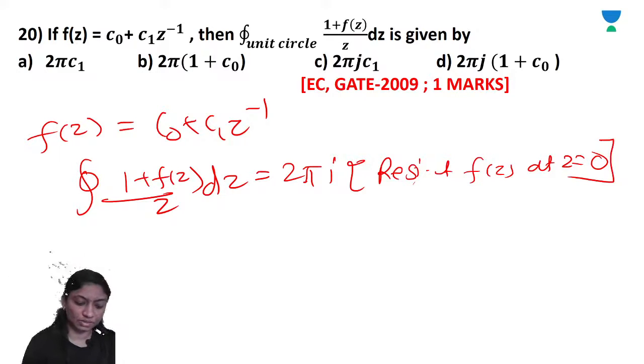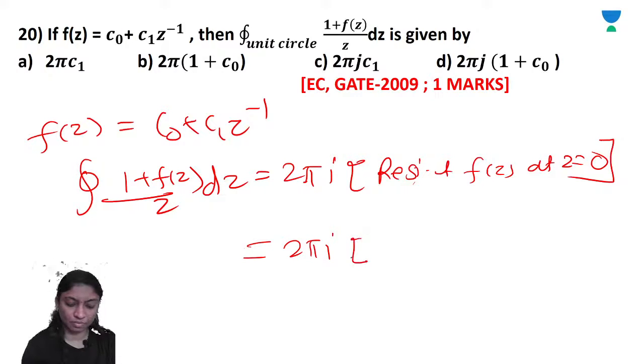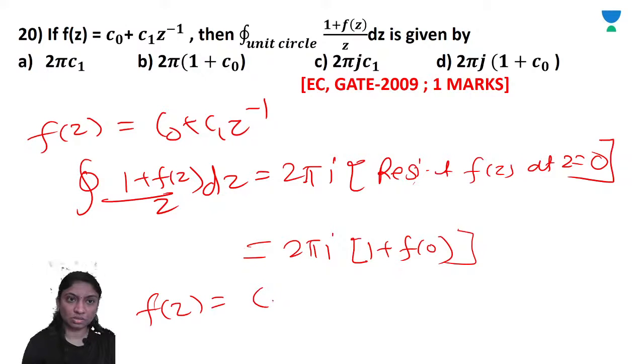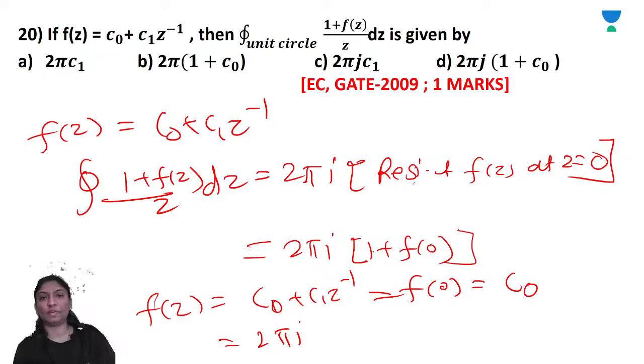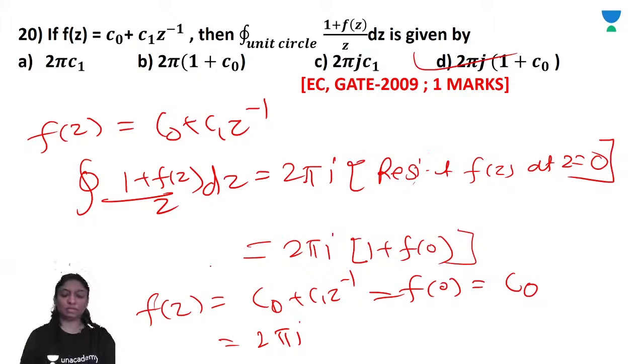So the residue at z is simple: 2 pi i into the bracket 1 plus f of 0. So f of z is equal to what? C0 plus C1 z in 1. f of 0 is equal to C0. So 2 pi i into 1 plus f of 0, where f of 0 is C0. So the answer is 2 pi i times (1 plus C0). D is the correct option. Okay.